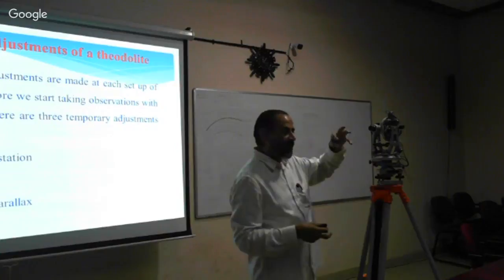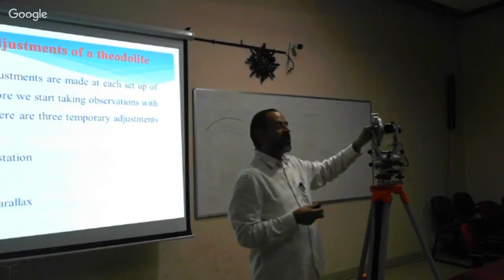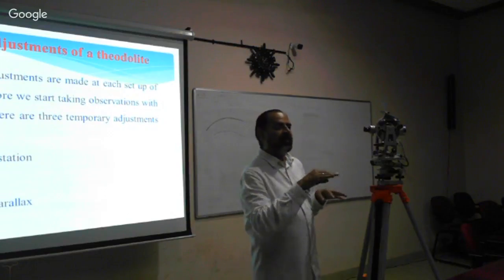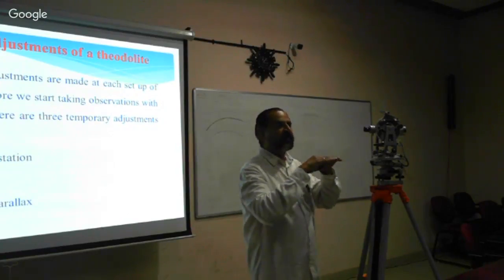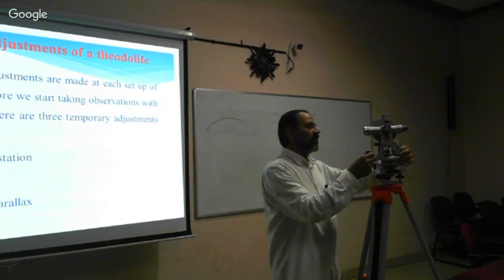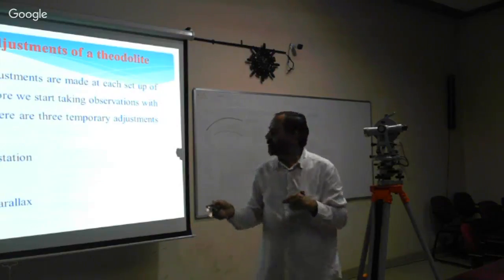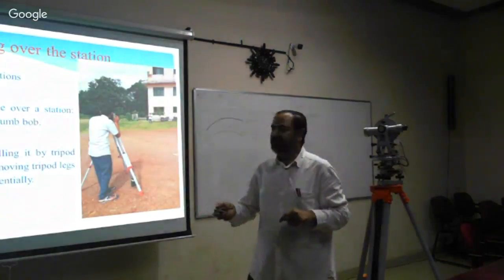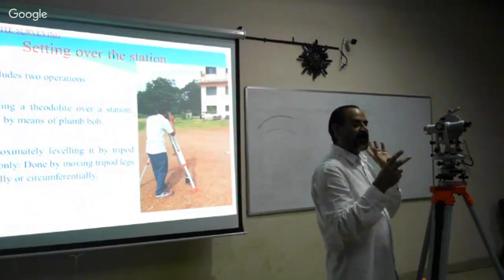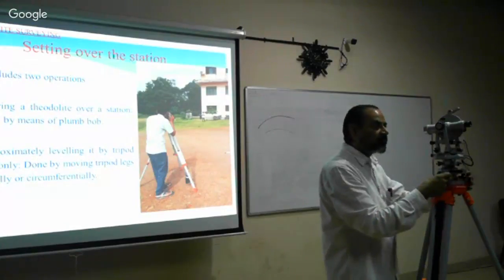Now fix it carefully, otherwise it will slip. Be very careful, you have to handle this because it is a costly instrument. Now the first job, by eye observation, is to make it look fair and level. Later, there is a bubble tube here. With respect to this bubble tube, look at the bubble tube and over the three foot screws.